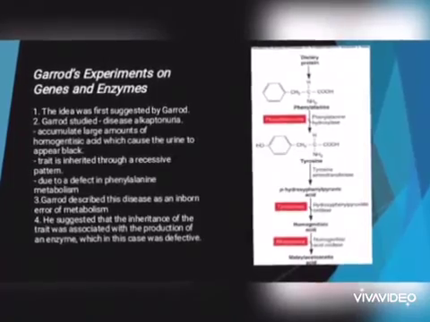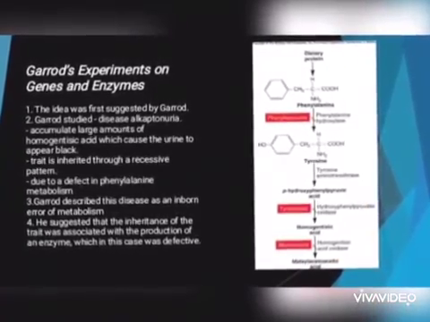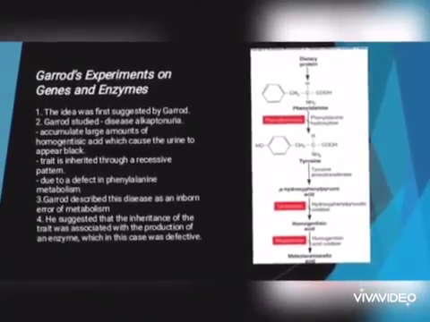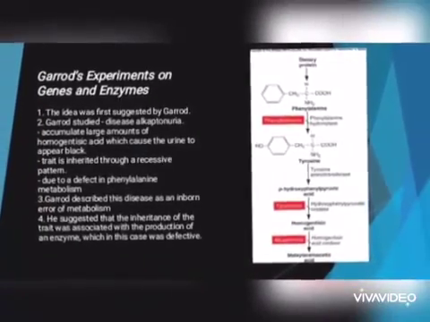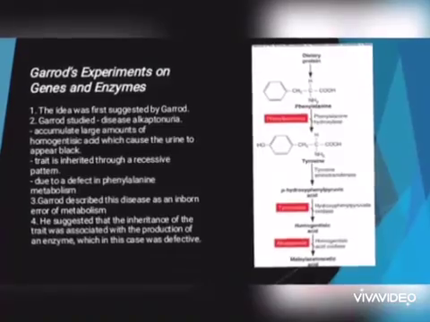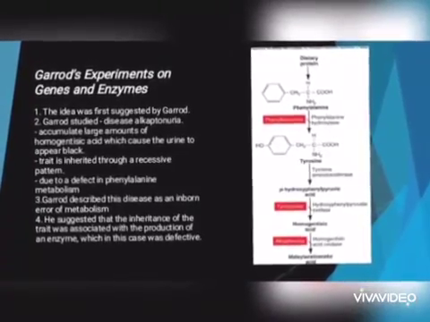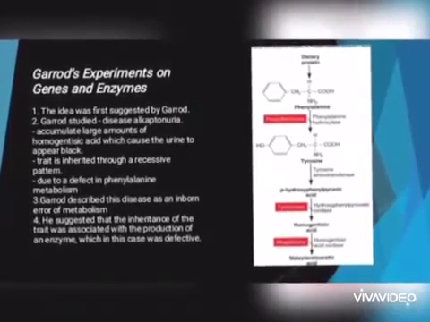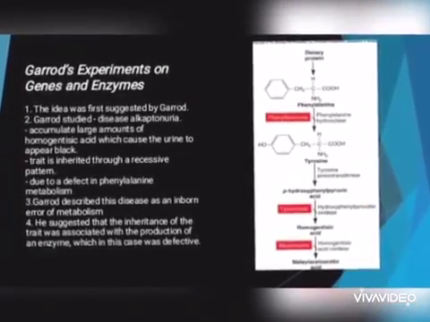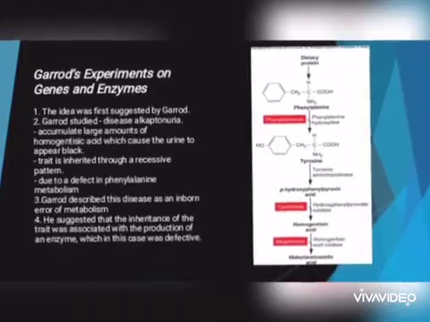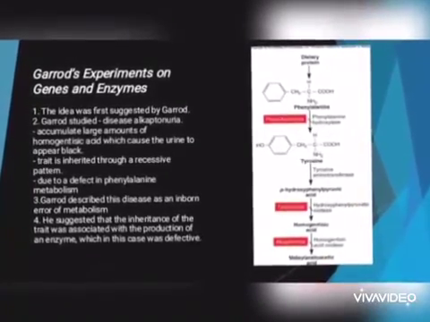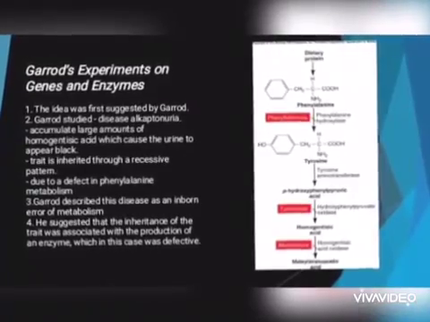This trait is inherited through a recessive pattern, and this disease is due to a defect in phenylalanine metabolism. From this, Garrod described this disease as an inborn error of metabolism, and he also suggested that the inheritance of the trait was associated with the production of an enzyme, which in this case was defective. The picture shows the metabolic pathway of phenylalanine.